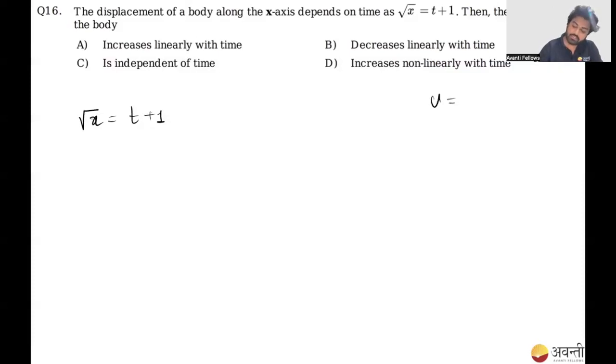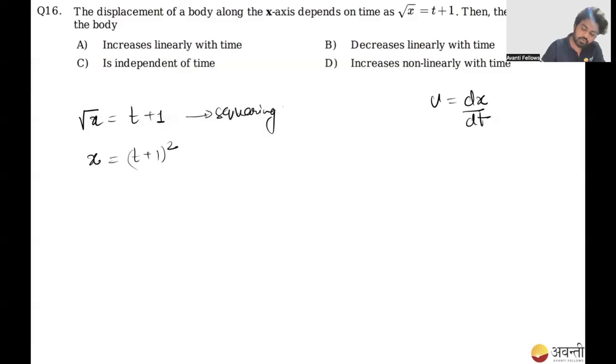We know velocity is equal to differentiation of displacement by time, correct? So we can use this relation to find it. But it is in root, and if we differentiate root, we will again get the same parameter, x, right? So first of all, we should remove this root. If we remove this root by squaring both sides, x is equal to (t plus 1) whole square. Clear? Chalo, very well.